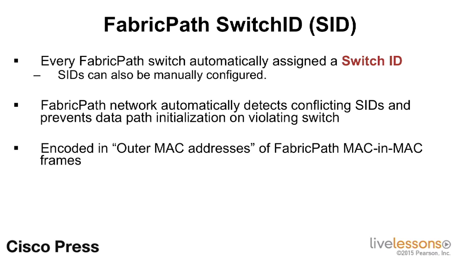Our spines don't have to learn about MAC addresses, and our edge devices implement conversational MAC learning to only learn MAC addresses for actual conversations or interesting traffic. So that allows for much broader east to west scalability with FabricPath.